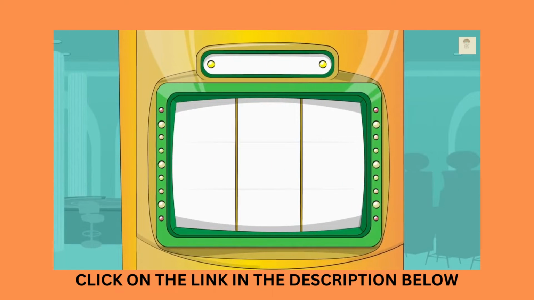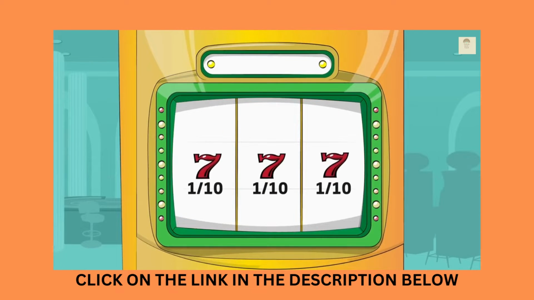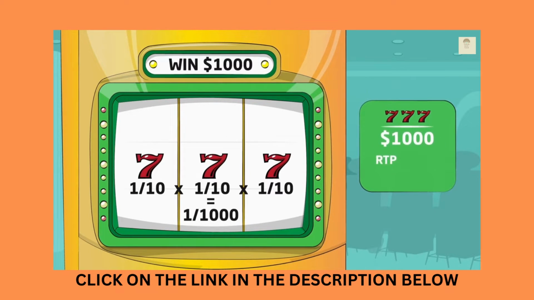The probability of each reel stopping on a 7 is 1 in 10. So the likelihood of all reels stopping on 7s is only 1 in 1,000. Players therefore have a 1 in 1,000 chance to win $1,000, which means that the RTP of this slot is 100% and the house edge is 0. If the payout for 3 7s was just $950, this game would have much more realistic characteristics, a 95% RTP and a 5% house edge.